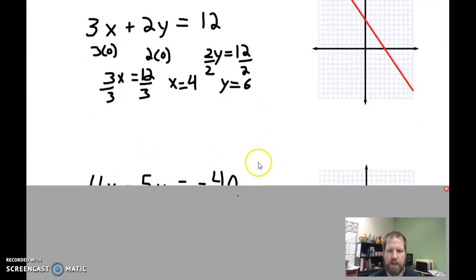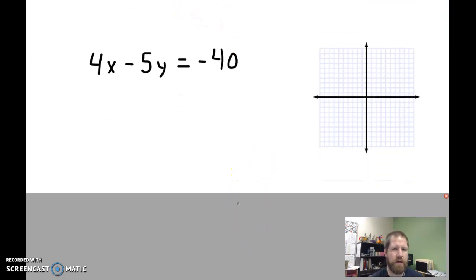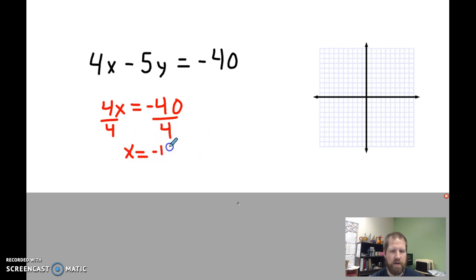Let's go ahead and do another example. So basically what this comes down to is you are ignoring one of your terms. If I'm finding my x-intercept, I'm going to ignore my y, because I'm making that 0. I'm making all of this term kind of go away. So I'm going to have 4x equals negative 40. And I'm just going to divide by whatever number I have next to x, and I'd have x equals negative 10.